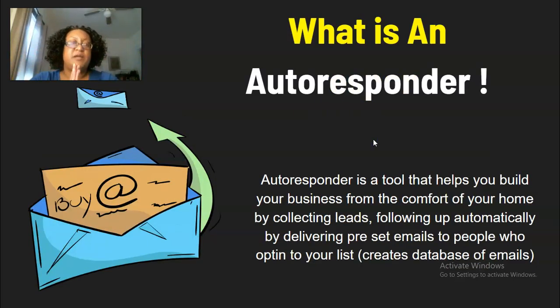So what's an autoresponder? An autoresponder is basically a tool that helps you build your business from the comfort of your home by collecting leads for your business, and it follows up automatically by delivering preset emails to people who opt into your email list, and that essentially creates a database of emails, also known as a list. So that's what an autoresponder is. It's an awesome tool, a tool to help you build your business online.